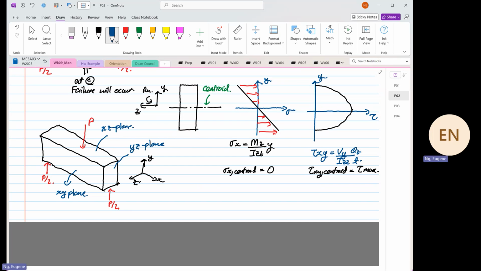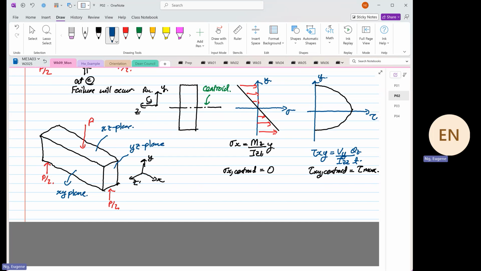Question 1 for term test 2 is what? 2D Mohr's circle. Question 2 is what? 3D Mohr's circle. Question 3 is what? Combined loading. All of them are going to be from where? From your homework and all from the lecture notes. Are we clear? Okay, stop panicking.